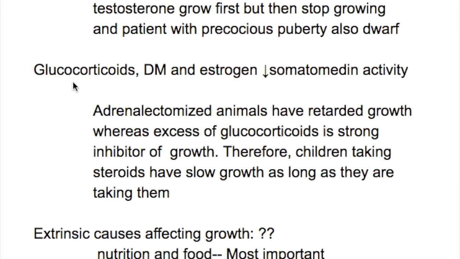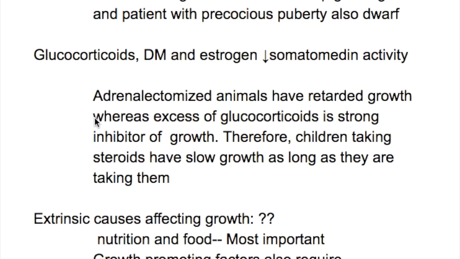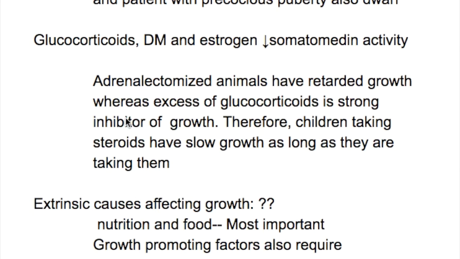So what are the effects of glucocorticoid, diabetes, and estrogen on growth? Glucocorticoid, diabetes, and estrogen decrease somatomedin activity. Adrenalectomized animals have retarded growth, whereas excess glucocorticoid is a strong inhibitor of growth. Therefore, children taking steroids have slow growth as long as they are on these medications.